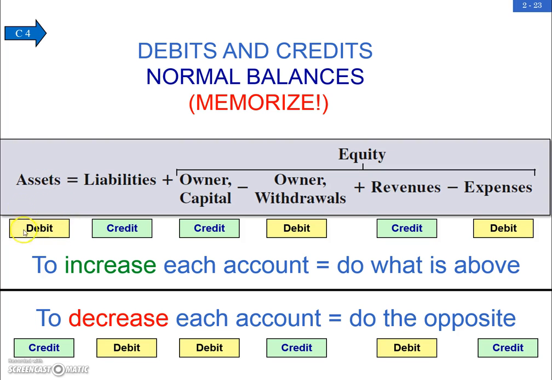We're going to debit the cash account and we're going to debit the office equipment account by their respective amounts. And how do I show an increase in owner capital? Very simple. I credit the owner capital. That's what this slide tells us.